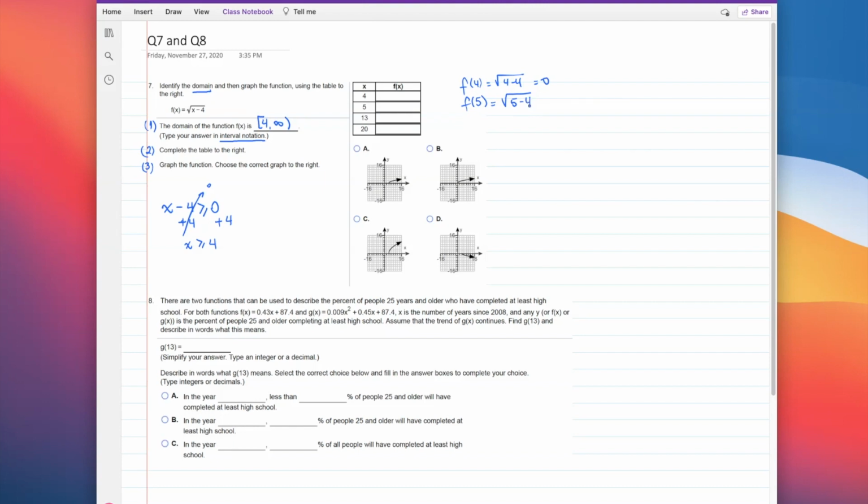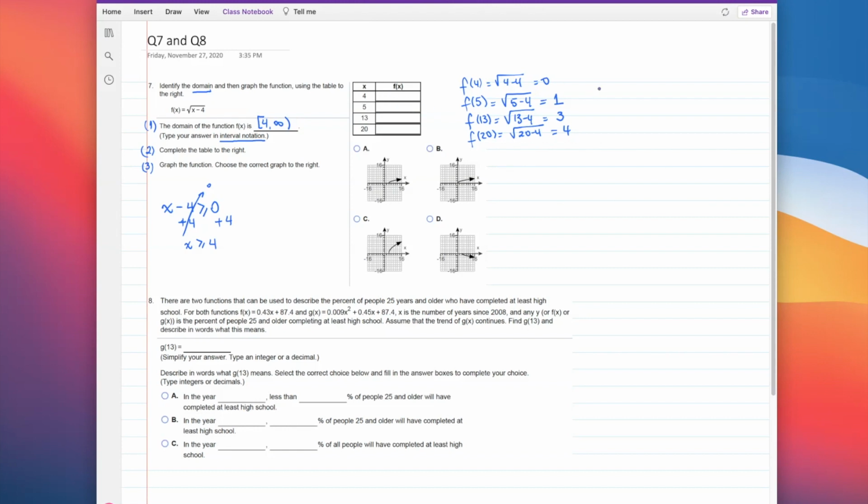5 minus 4 is 1. Square root of 1 is 1. F of 13: square root of 13 minus 4. 13 minus 4 is 9. Square root of 9 is 3. And f of 20 is the square root of 20 minus 4. That is 16. Square root of 16 is 4.